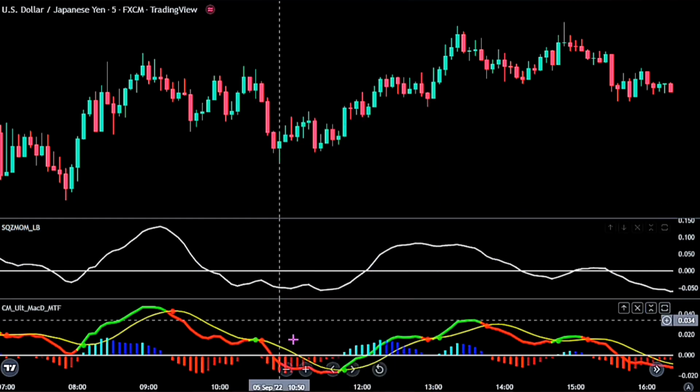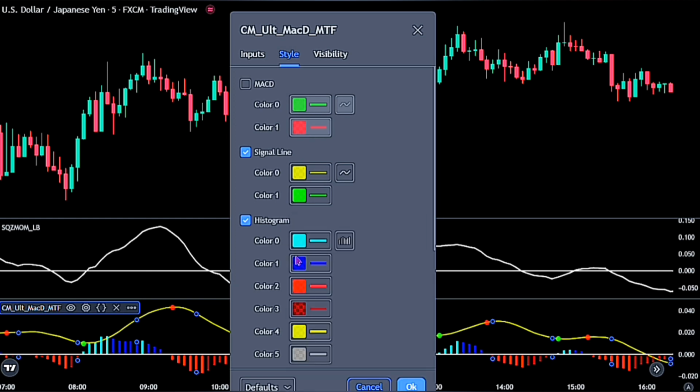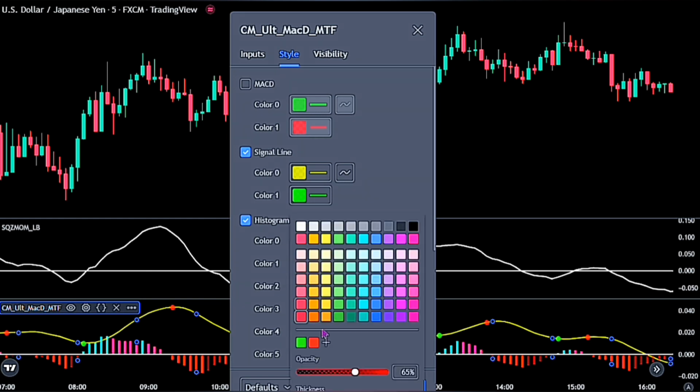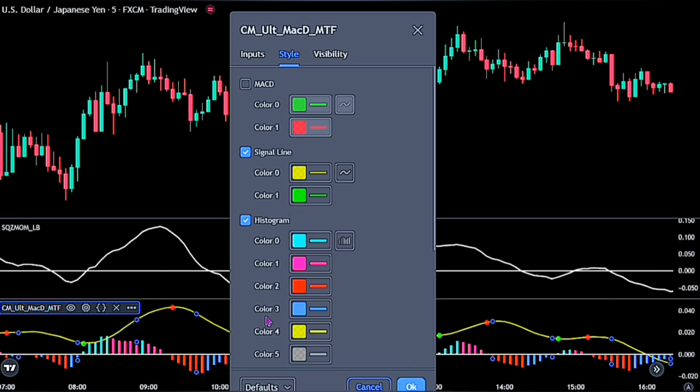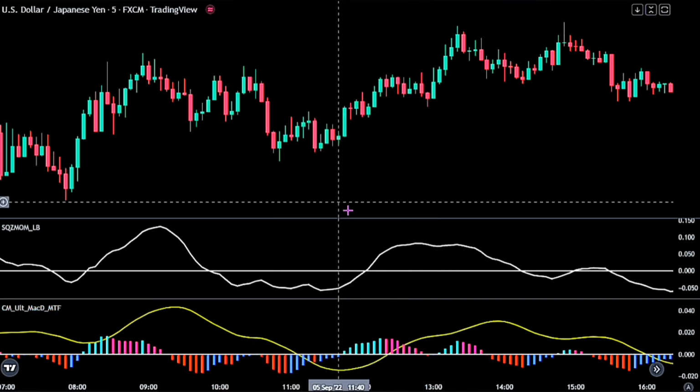Now for the MACD, double-click on the indicator. On the style, I want you to untick the MACD, then on the histogram, change color 1 to pink and color 3 to blue, and don't forget to increase the opacity for all, then untick the cross and we are done. Don't forget to click on the OK button to fully apply the settings.